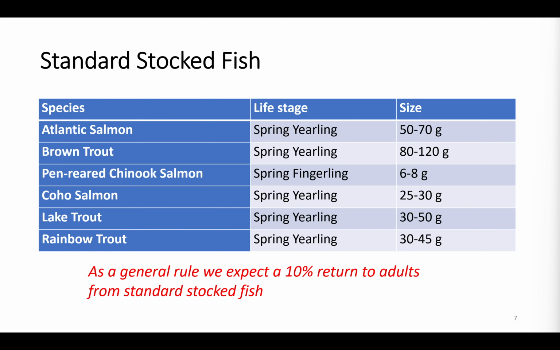So this gives you an idea of what a standard stock fish is. And it's very similar to what they're using in the stocking database. They're by and large yearlings, except for Chinook salmon, which we stock out as spring fingerlings. And we're using the pen-reared Chinook salmon, which is the most commonly stocked Chinook salmon in the lake. I'll talk a little bit about that later. But we consider all of these standard stock fish to have the same survival to the fishery.